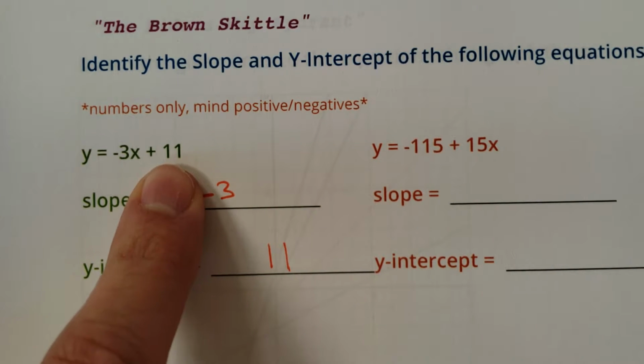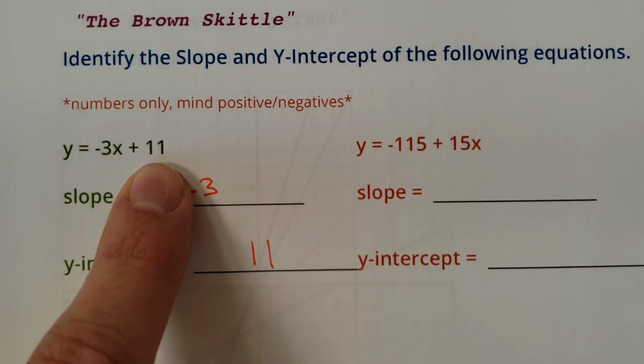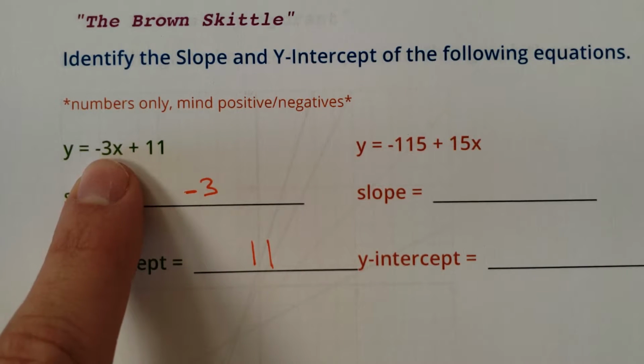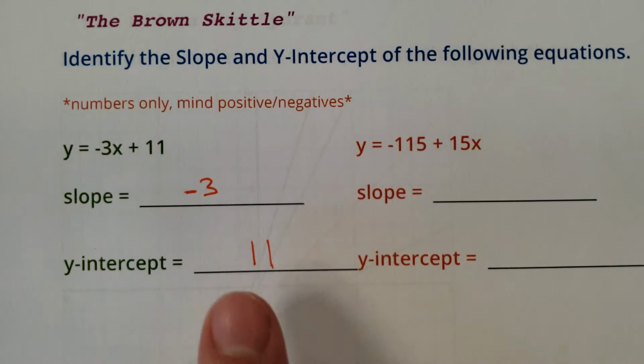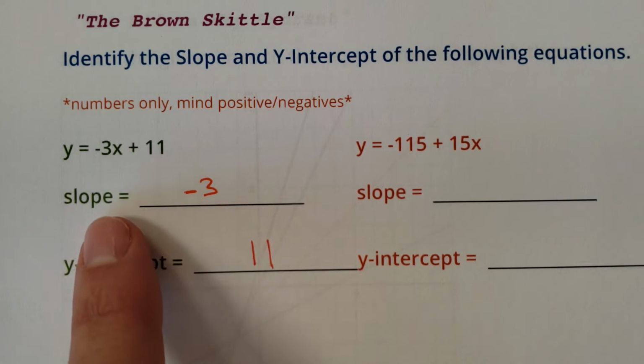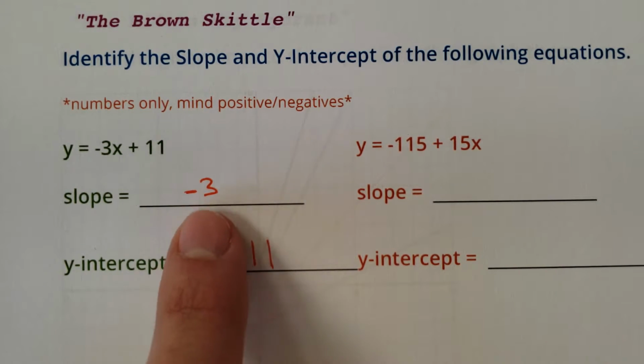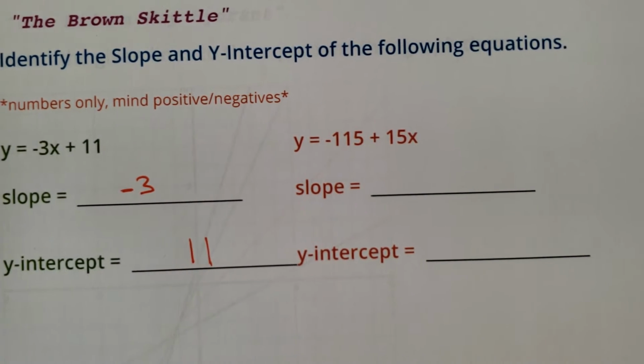What do you mean by all by itself? There's no variables stuck to it. It's just 11. Okay, 3 is the slope. The x is what makes it the slope. It's connected to x. And when you're writing down slope, do not include the x. Just include the number.